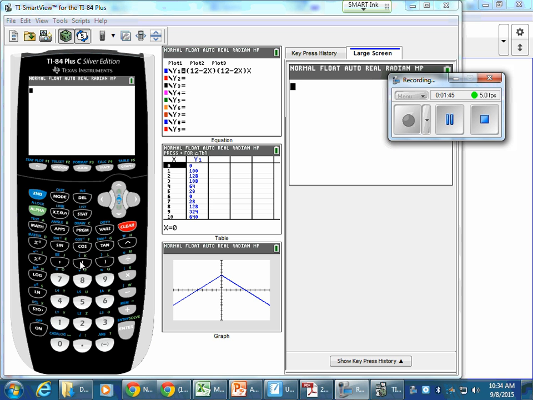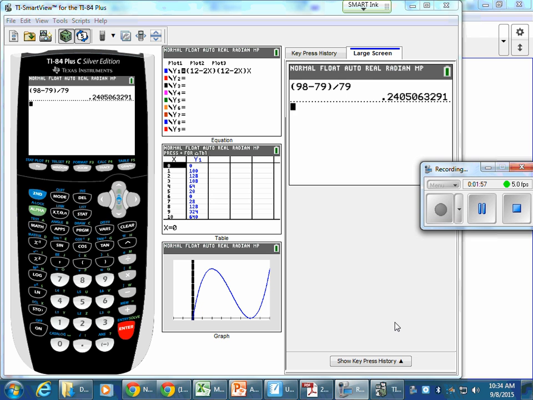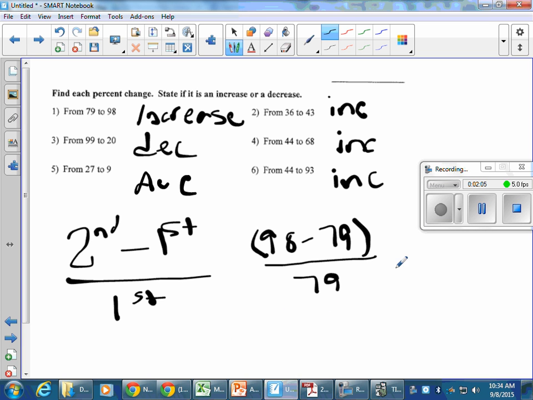Alright, so 98 minus 79, and then I'm going to divide by my original amount, which was 79, and I get 0.240. Remember, to write a decimal as a percent, you move the decimal point over 2 places. So it's around 24% is the percent change. So it's a 24% increase.